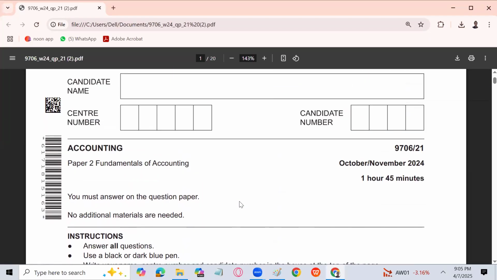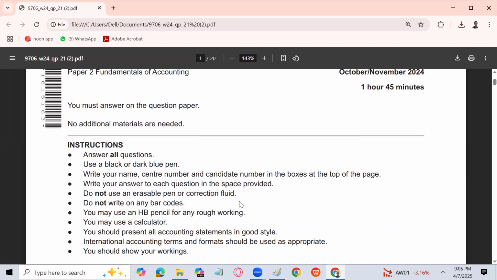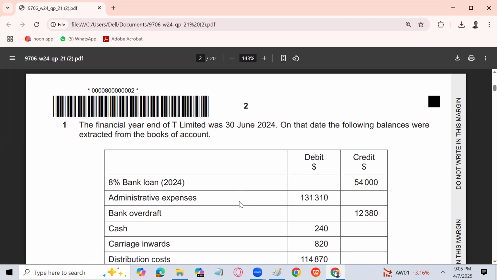Today we are going to solve a question from the AS accounting paper, October, November 2021. Question number 1, that is basically from company accounts.